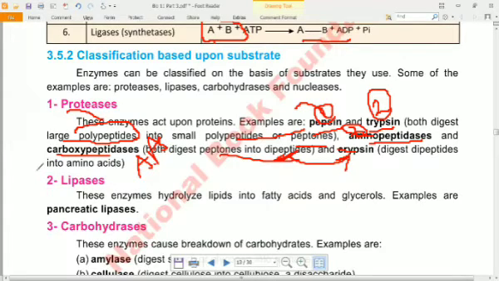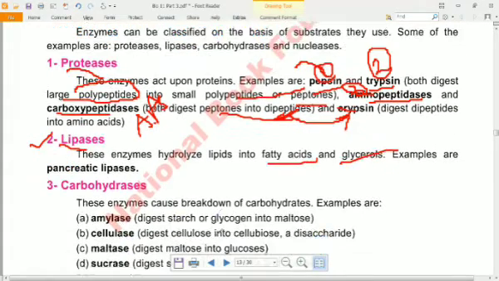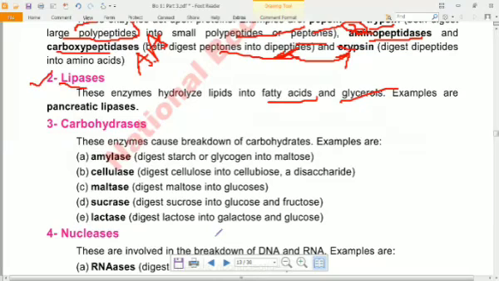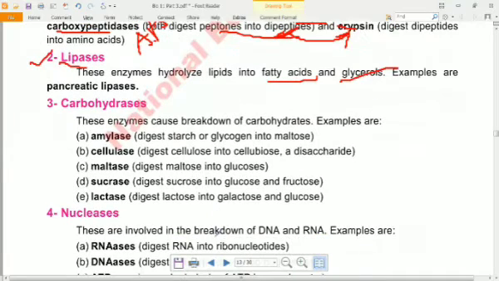So next we will see lipases. Lipases, the name is telling you, act on lipids, and it is happening in pancreatic juice. We secrete pancreatic lipases to digest lipids into fatty acids and glycerols. We know that glycerols and fatty acids are units of lipids. Then we have carbohydrates.